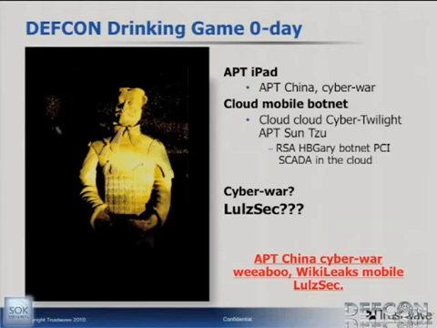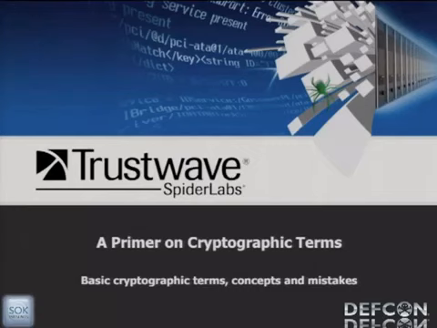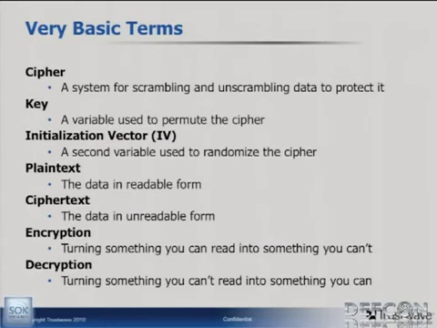So now that you're nice and primed for this talk, let's get into a primer on cryptographic terms. Some very basic stuff here. A cipher is a system for mathematically scrambling and unscrambling data that you want to be hidden from certain parties. The key is the one part that you keep secret. It's the missing variable that somebody needs to know in order to be able to unscramble the data.